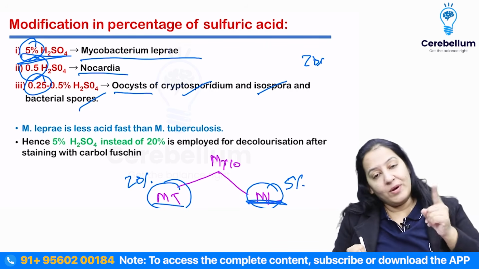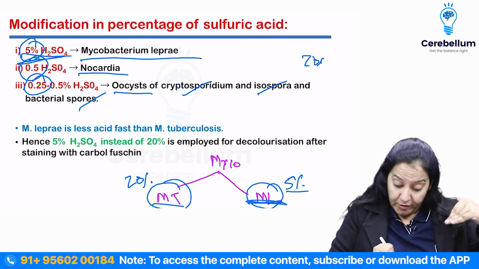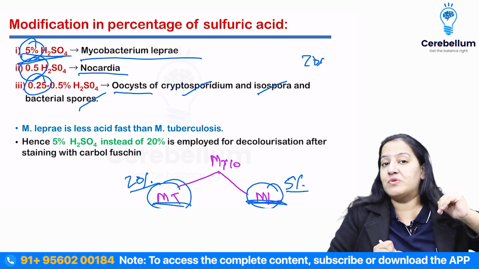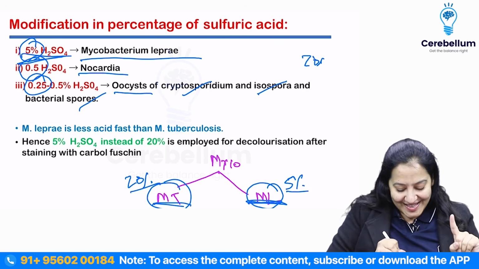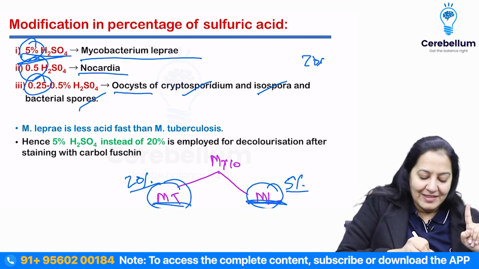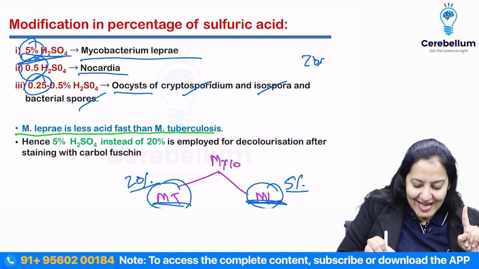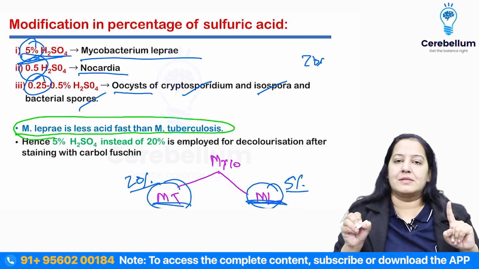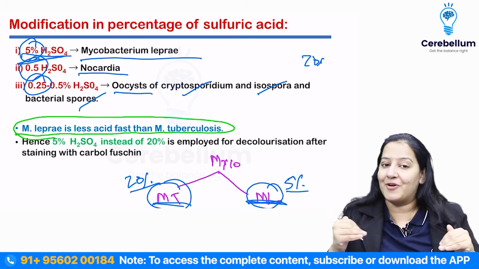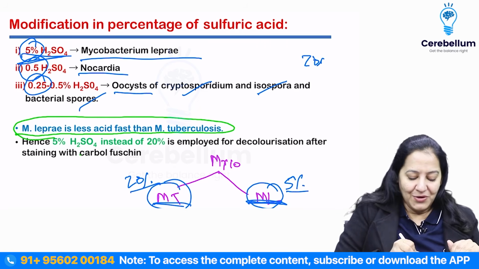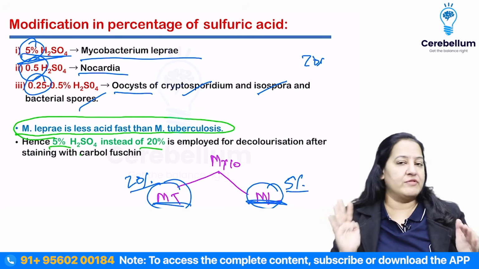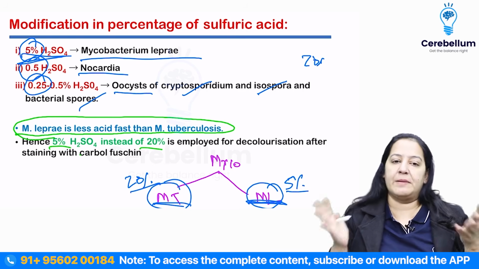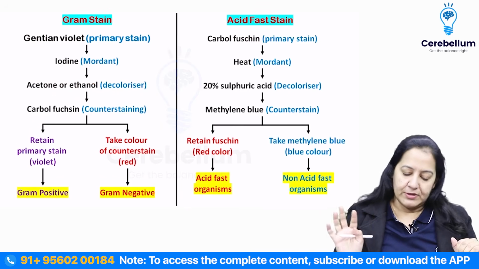Because it gets decolorized only at 5% H2SO4, but Mycobacterium tuberculosis requires 20% H2SO4. Yes. So we can say this line very easily, that Mycobacterium leprae is less acid fast than Mycobacterium tuberculosis. Now don't mug up this line. Please understand the concept behind that. You know the two types of percentage of H2SO4 required to decolorize the two types of bacteria. So that was the concept behind that.